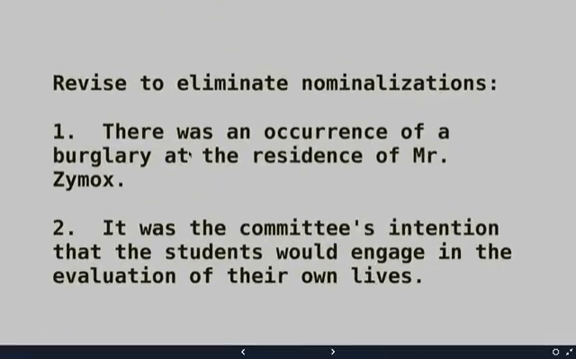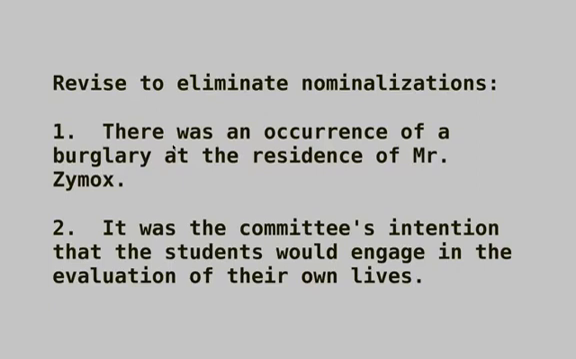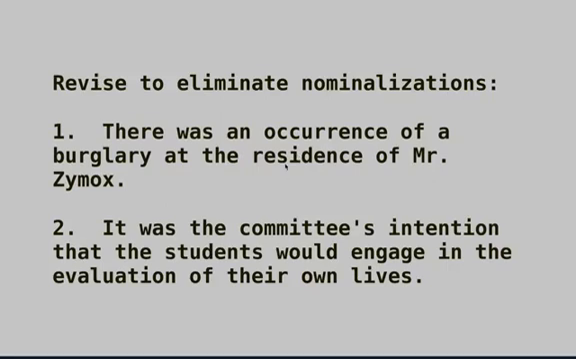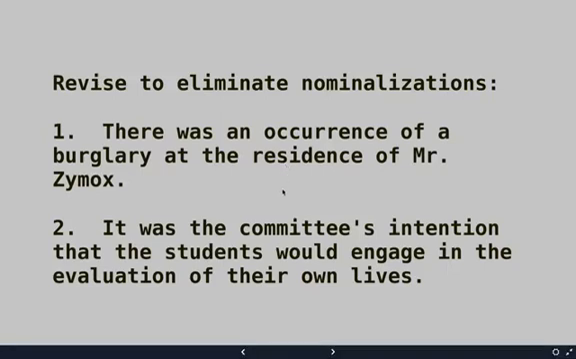So if we look at these sentences, it's fairly easy to eliminate nominalizations. Take a look at this first sentence here. There was an occurrence of a burglary at the residence of Mr. Zymox. You could easily just say a burglary occurred at the residence of Mr. Zymox, or even better, residence is kind of a nominalized way of saying house. So just say Mr. Zymox's house was burglarized, or someone committed burglary at Mr. Zymox's house. There's all sorts of ways you could do it.